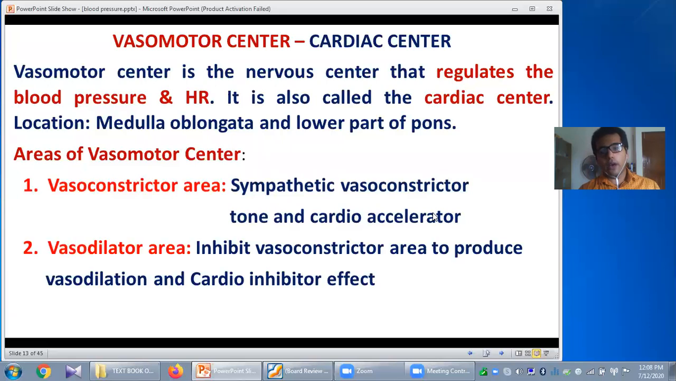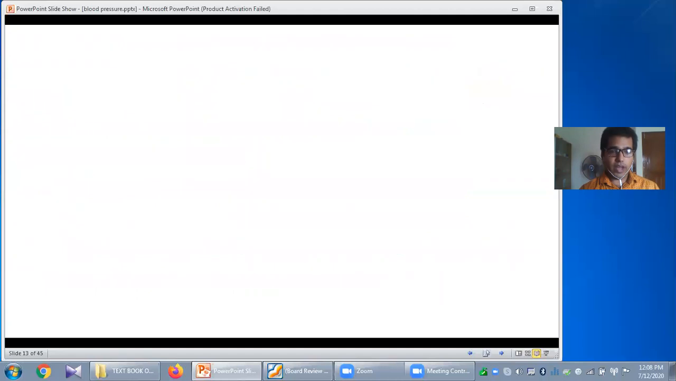Now, another distinct area is called the vasodilator area, and this area actually acts indirectly. It inhibits the vasoconstrictor area, thereby producing vasodilatation and cardioinhibitory effects. So it doesn't act directly on the heart or on the vascular system. It acts indirectly: it can inhibit the vasoconstrictor area and thereby affect the vascular caliber and cardiac acceleratory effects. So it can inhibit the heart, thereby decreasing heart rate and force of contraction.